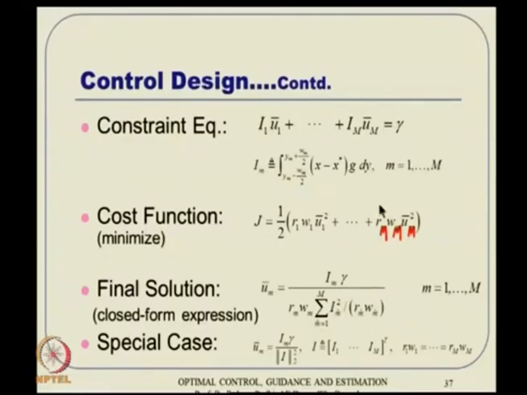So, now we want to have a solution which will minimize this cost function subject to this constraint equation, and the solution is also available in closed form actually. Now, there is a problem here.